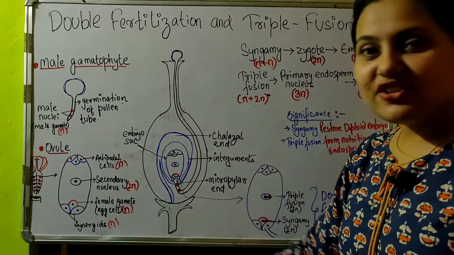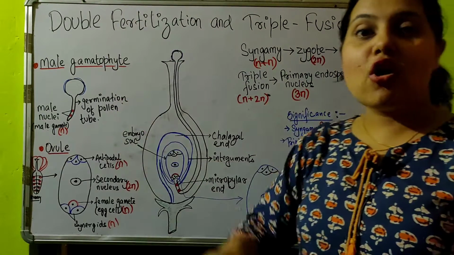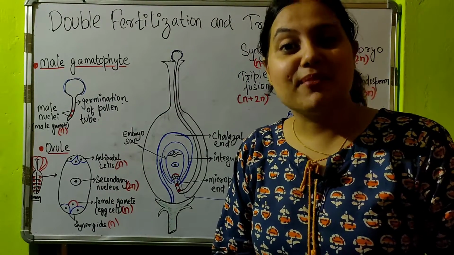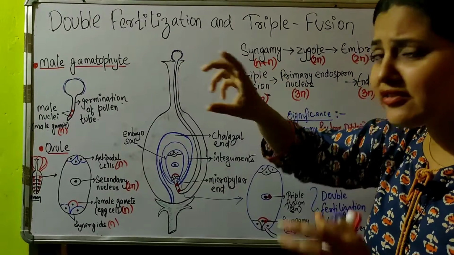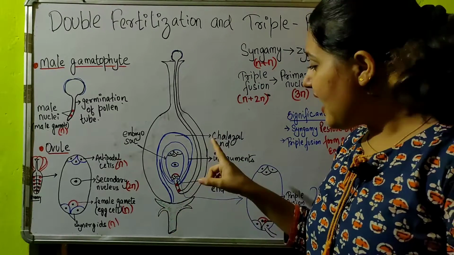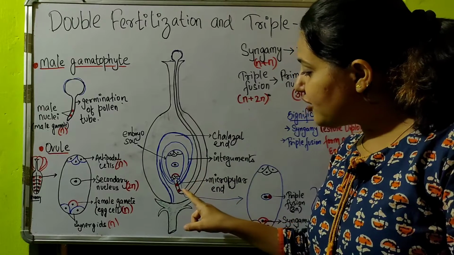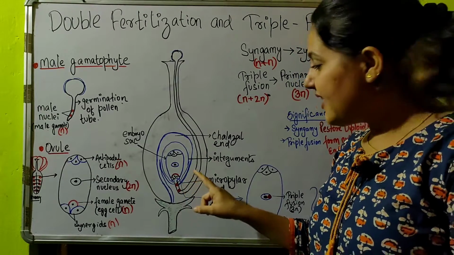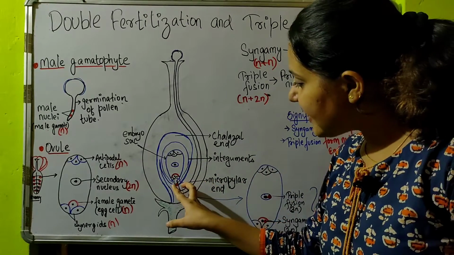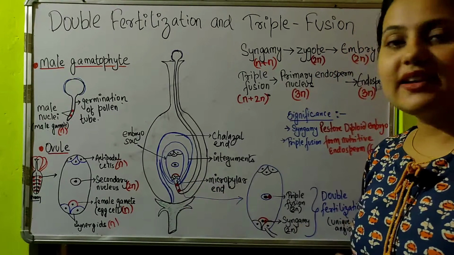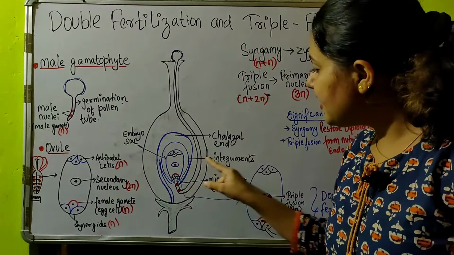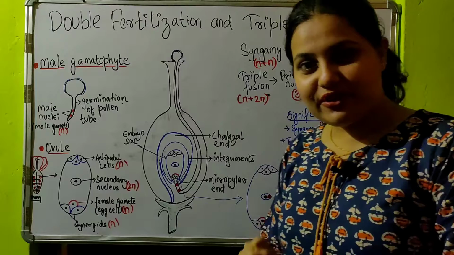Now coming to the fertilization part. Fertilization occurs after pollination, isn't it? The pollen grain has already been transferred to the stigma of the flower. After that, there is the germination of a pollen tube, right? And through this pollen tube you see two male nuclei entering the embryo sac, isn't it? This end is known as the micropylar end, and the upper end is known as the chalazal end, and the middle part is known as the integuments.